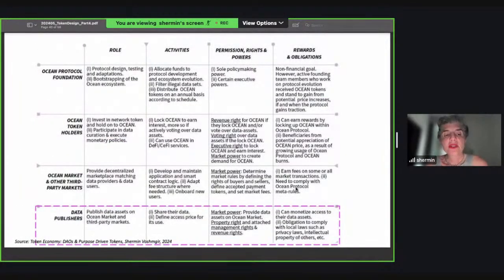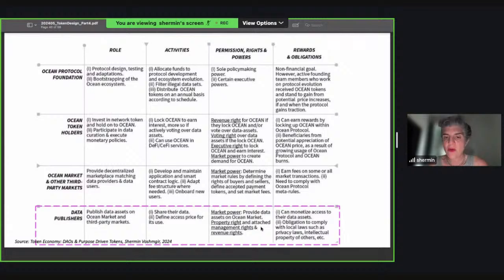Now, data publishers on those different marketplaces are a very important stakeholder. They provide the main asset, right? The data assets or the predictions on the different marketplaces. The activities are: they share their data, they define the access price for that data that they provide, and the access rules: access duration, access frequency, etc.